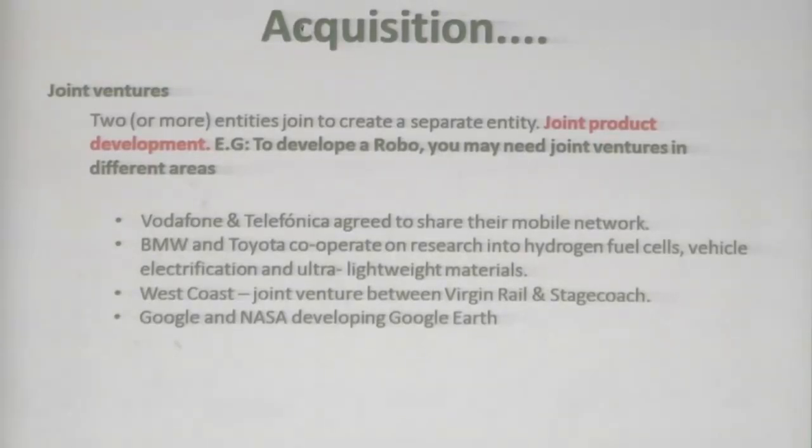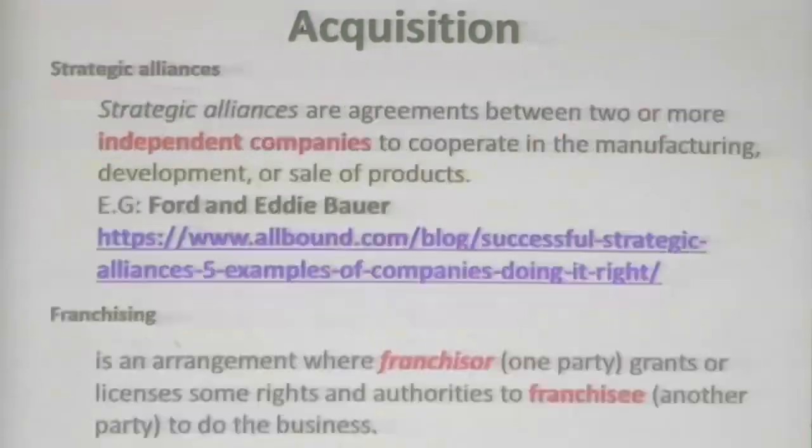Let us say the physical appearance of the robot can be developed by someone else. So, you have to join with them. Likewise, there are some examples. Vodafone and Telefonica agreed to share their mobile network. BMW and Toyota cooperate on research into hydrogen fuel cell vehicles, electrification and ultra lightweight materials. West Coast joint venture between Virgin Trains and Stagecoach. Google and NASA develop Google Earth. These are very good examples. Everybody knows about this one. These are the joint ventures. From this example and the elaboration given here, you can understand this.